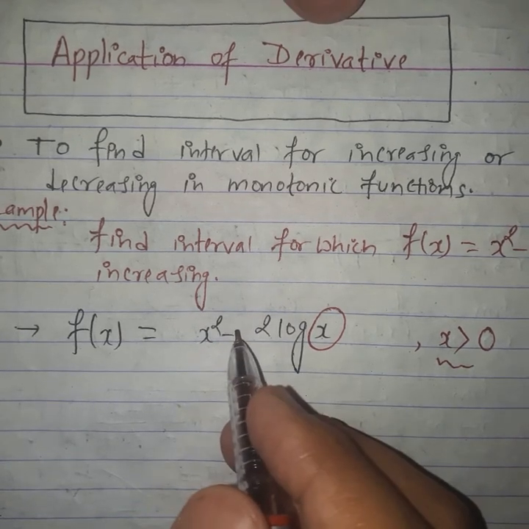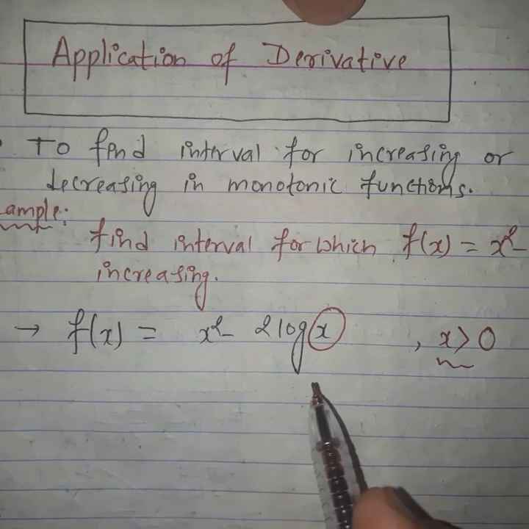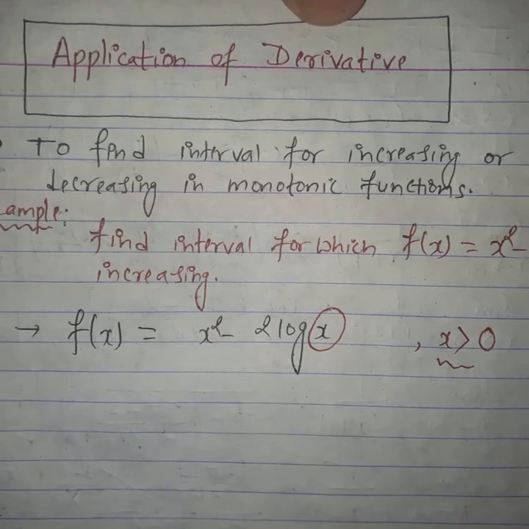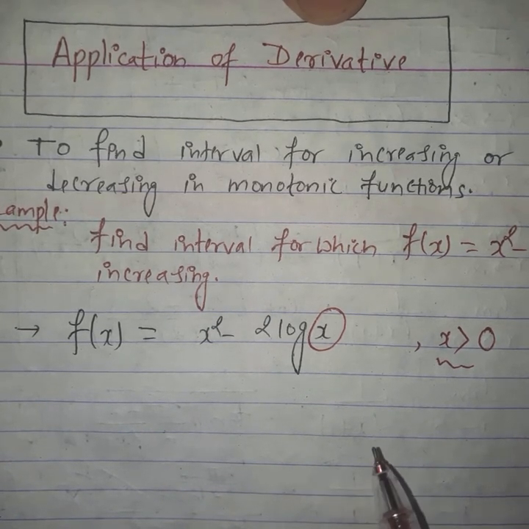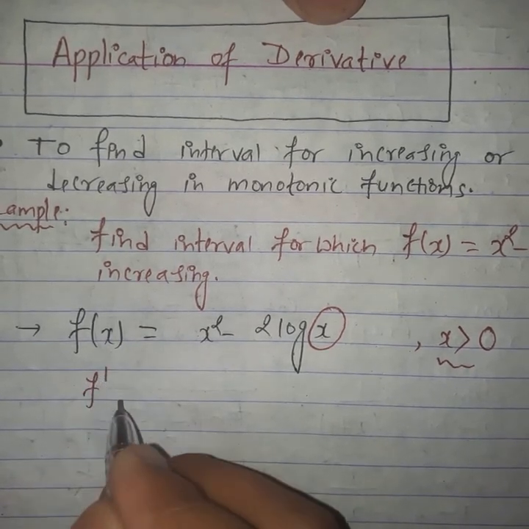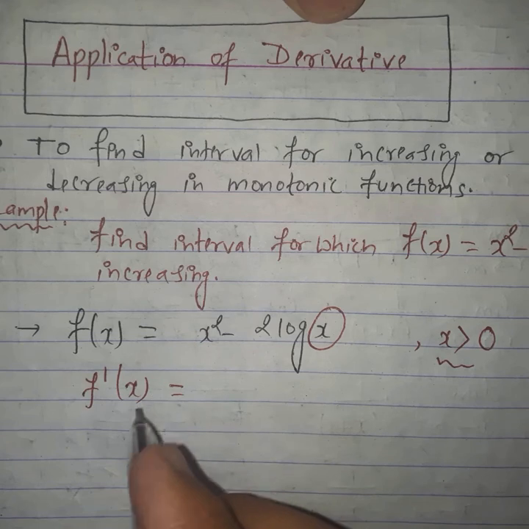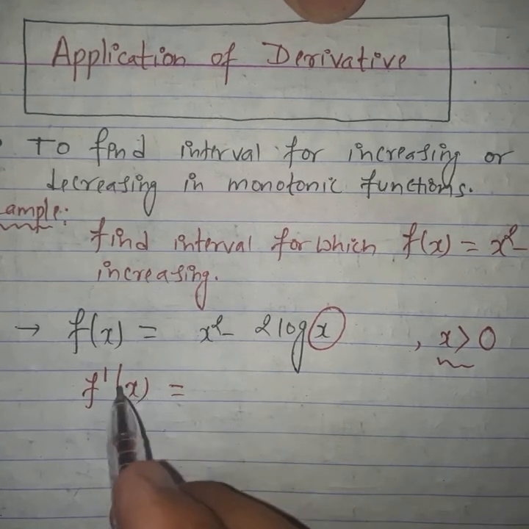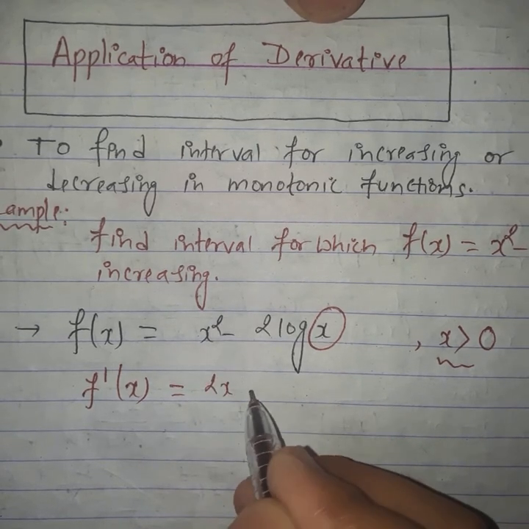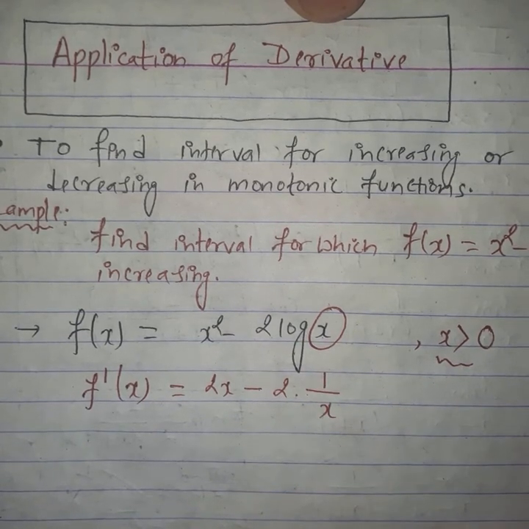Let's first of all calculate the first derivative of this function. Please remember one very important point: while determining the nature of a function, whether it is increasing or decreasing, we have to first calculate the first derivative. Let's calculate its first derivative, which is f prime of x, with respect to the input variable x. The derivative of x square is just 2x, minus 2 times the derivative of log, which is 1 over x.